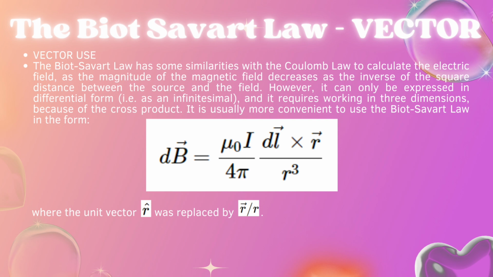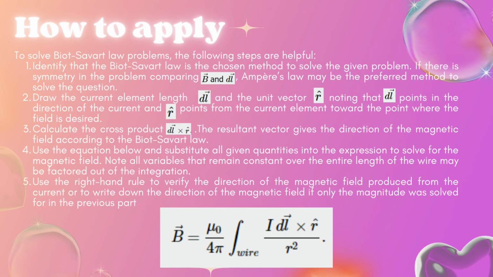It is usually more convenient to use the Biot-Savart law in the form: infinitesimal magnetic field equals permeability of free space, current carrying wire, over 4 pi, times infinitesimal wire segment cross distance over r cubed, where the unit vector r hat was replaced by r distance. How to apply the Biot-Savart law.